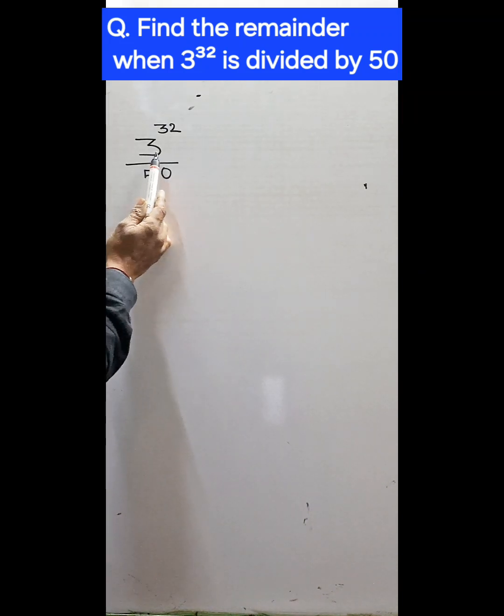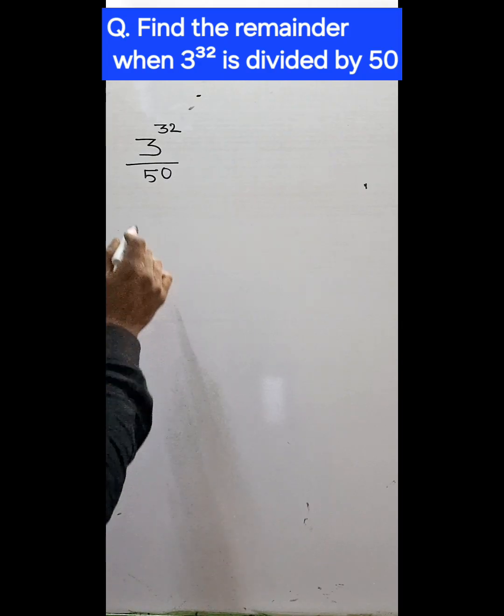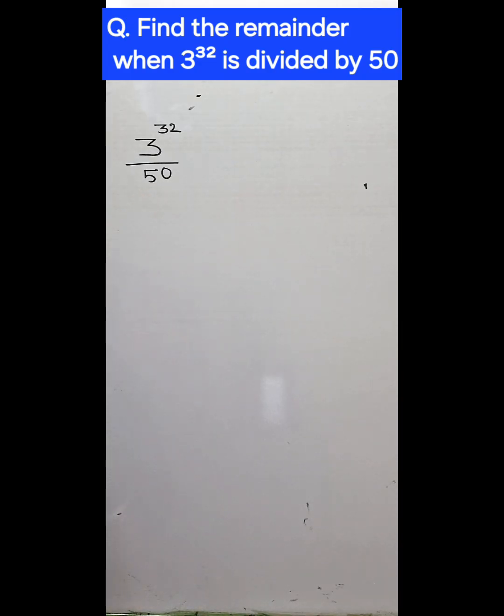Question is, what's the remainder when 3 to the power 32 is divided by 50? We are going to use congruence modulo concept here.